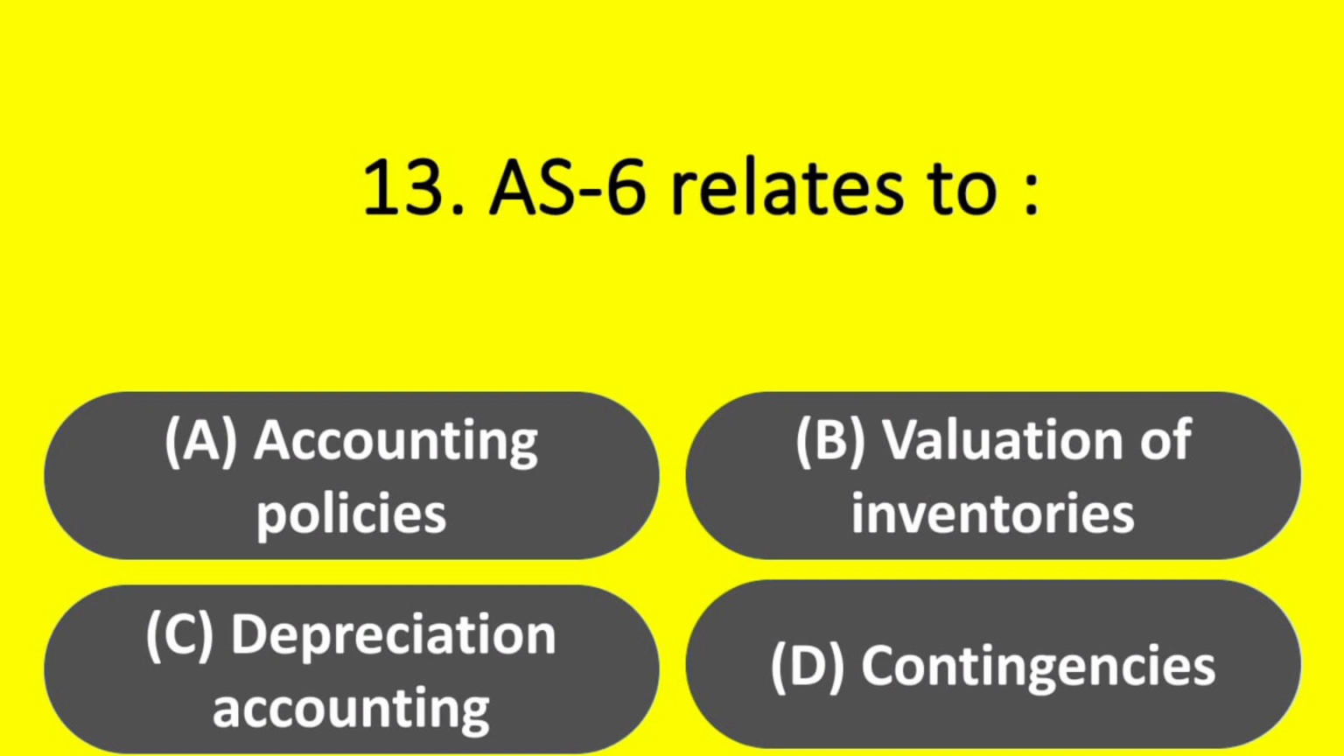Question. AS 6 relates to: option A, accounting policies; option B, valuation of inventories; option C, depreciation accounting; option D, contingencies. Answer: option C, depreciation accounting.